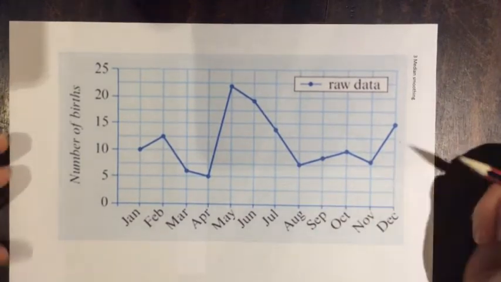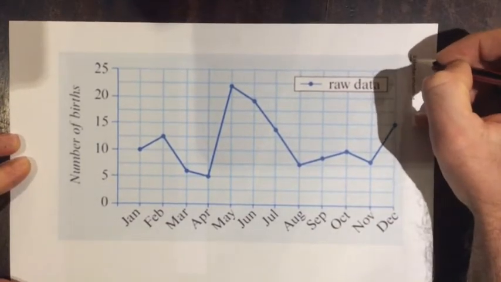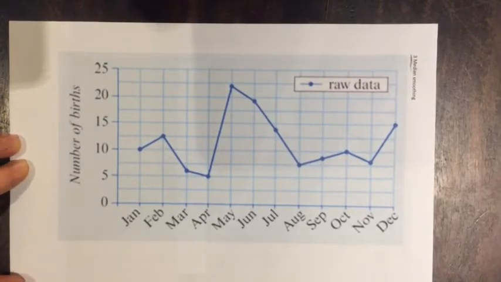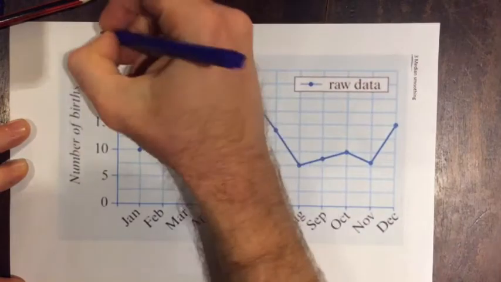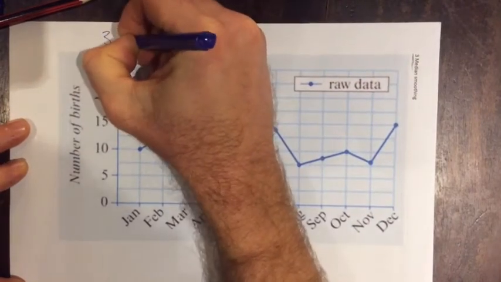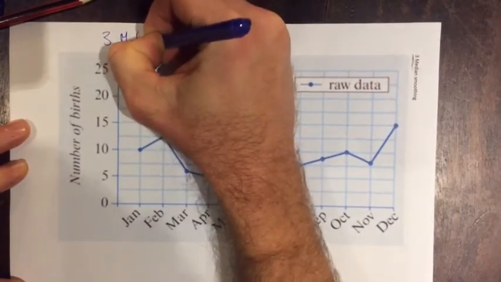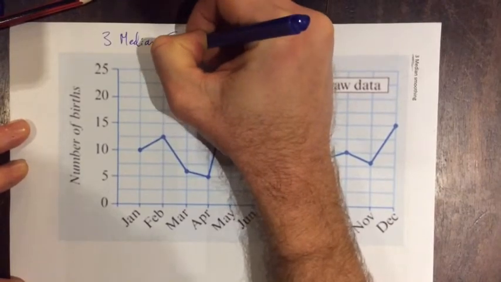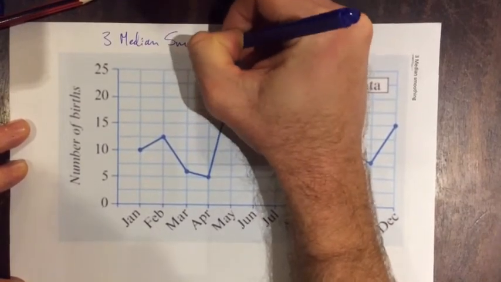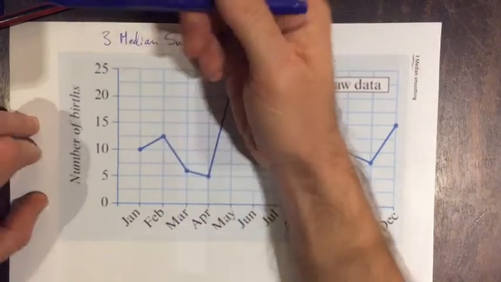So straight into it. This one, we're finding the three mean. I know that's on the side with the way I printed it. Three mean smoothing. So let's make it clear. Sorry, three median smoothing. Sometimes I wonder how I got my pen license.